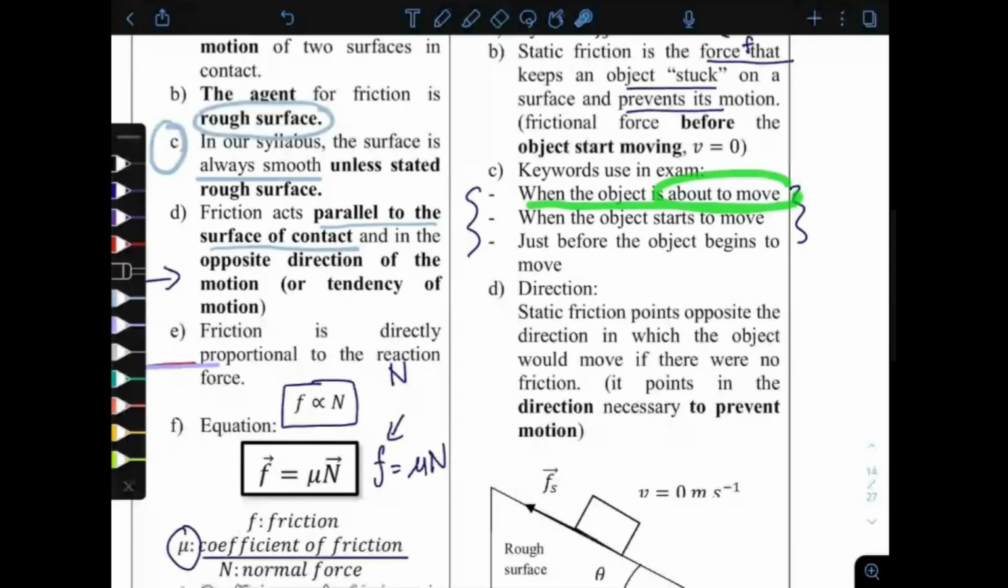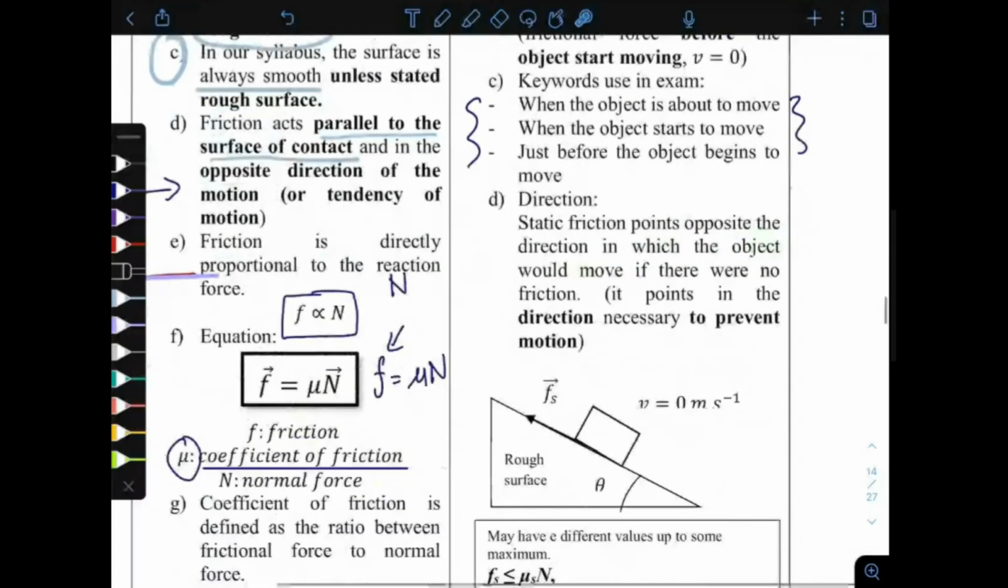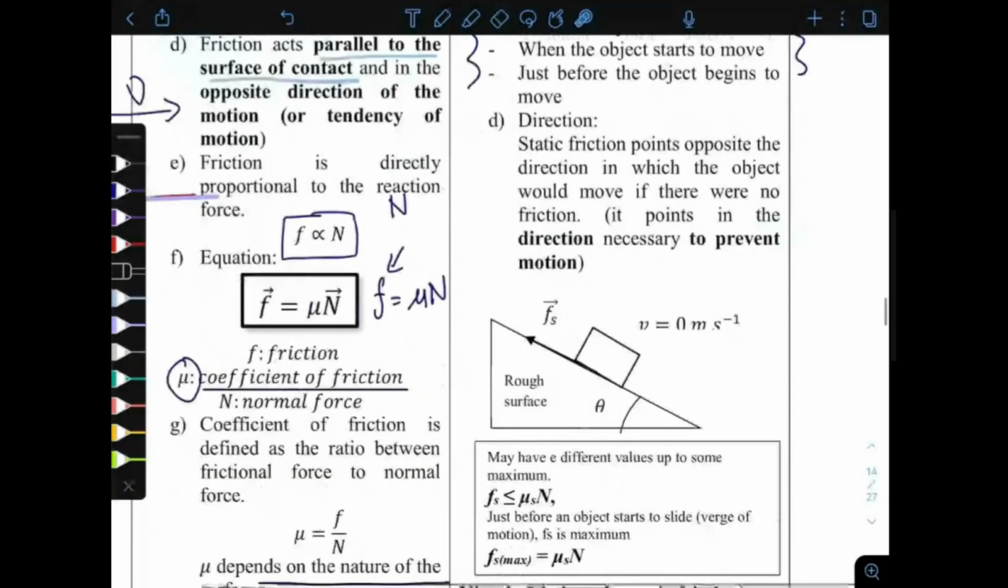The object starts to move. Baru bergerak. Just the motion. Dia adalah static friction. Just before the object begins to move pun indicates that it is a static friction. Okay, static friction points opposite the direction in which the object would move. If there is no friction, it points in the direction necessary to prevent the motion.